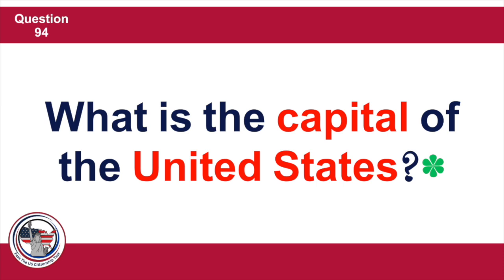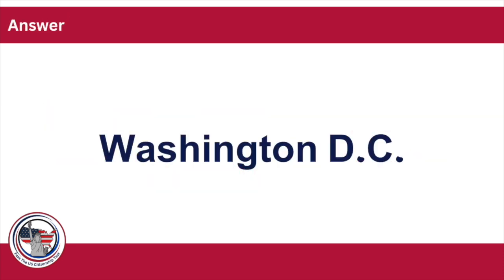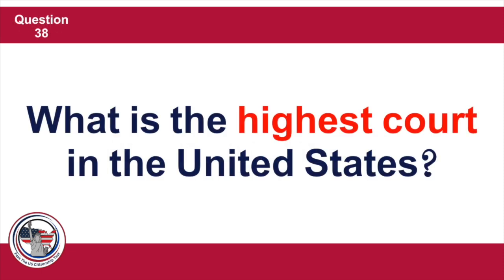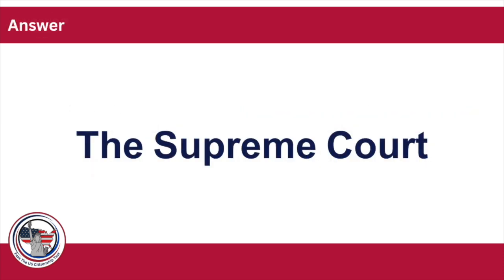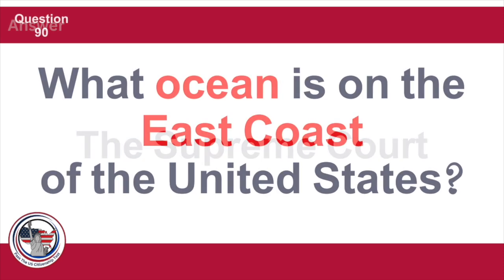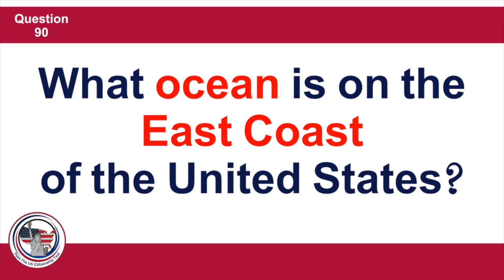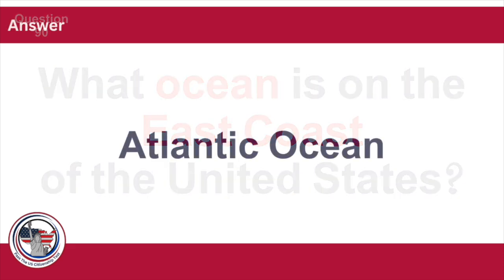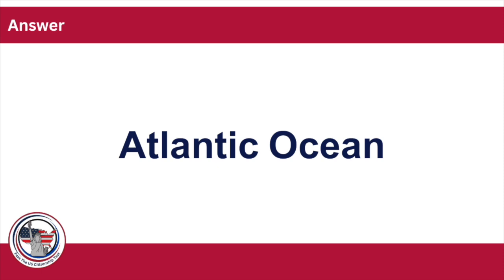What is the capital of the United States? Washington, D.C. What is the highest court in the United States? The Supreme Court. What ocean is on the east coast of the United States? Atlantic Ocean.